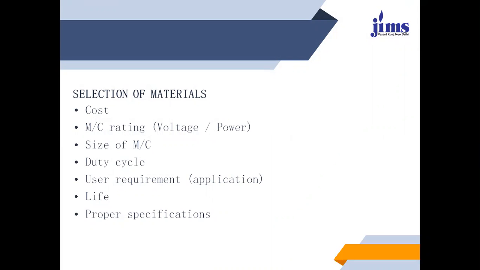Second is the rating of the machine in respect of voltage and power. Third will be the size of the machine, that is, what size of machine will be made at the final stage. Next is the nature of the machine, like the duty cycle. We already discussed that duty cycle is the on period to total period. Then next will be the user requirement, that is, where we are using the machine and for what applications it will be used.